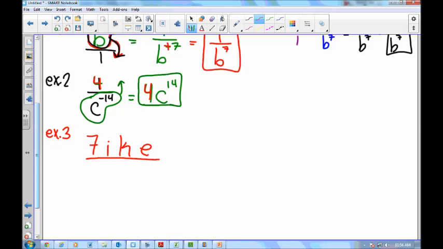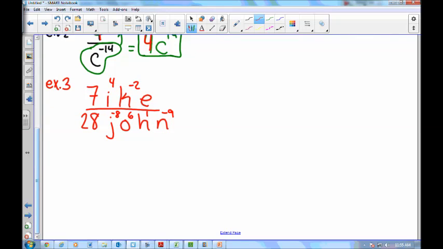Notice I write it all with lowercase because variables are lowercase. Okay, there's our example. Oh, just kidding, I need some exponents, don't I? Let's put some exponents on. Is that a question? Yep, so on the numerator it says 7i to the 4th, k to the negative 2, e, divided by 28, j to the negative 8, o, that's a 1, h to the 1st power, n to the negative 9th power.